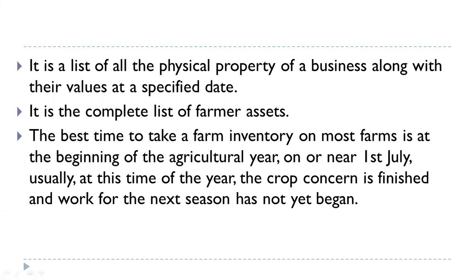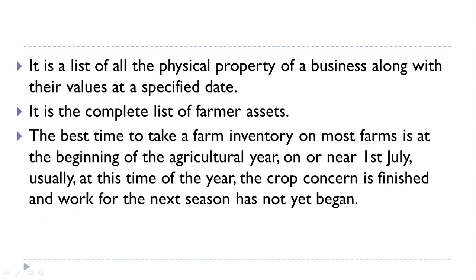So underline this definition. It is very important from the final theory exam point of view. It is a list of all physical property of a business along with their values at a specified date. So we can call that particular list a farm inventory. And in that list, one asset or the list of your physical property. Physical property means your assets. Okay, so that is mentioned. It is the complete list of farmer's assets. Farm inventory is the complete list of farmer assets.